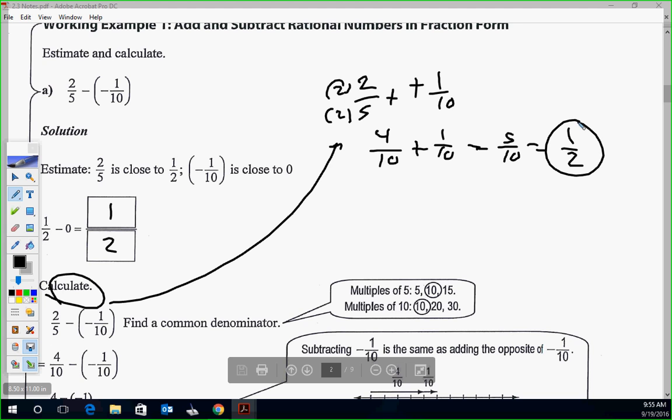Okay, down at the bottom there, it says, is the calculated answer close to the estimate? I would say yes, it's exactly the same. So if you fill in the boxes at the bottom there, it's 5/10 and then 1/2, because you're doing the reducing.